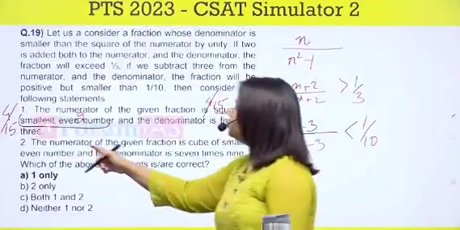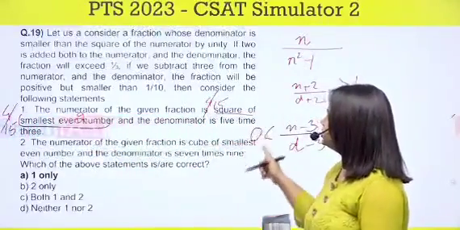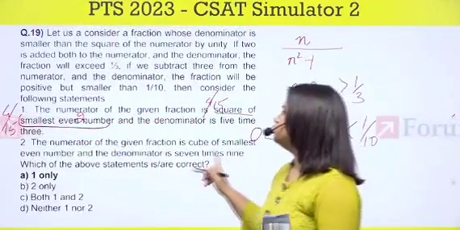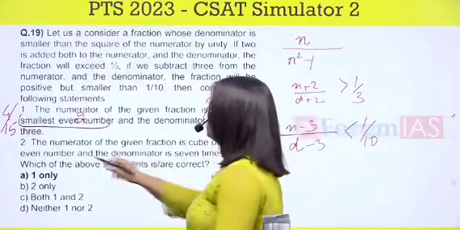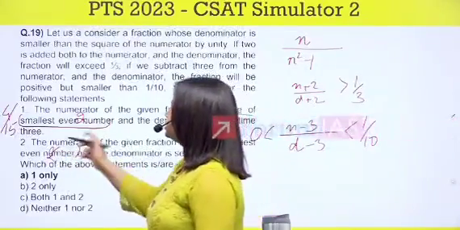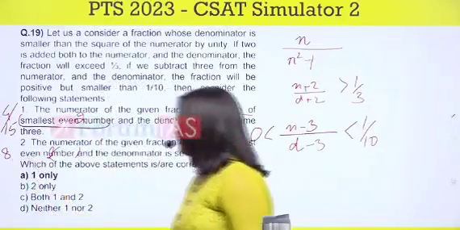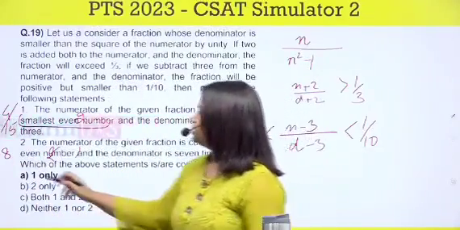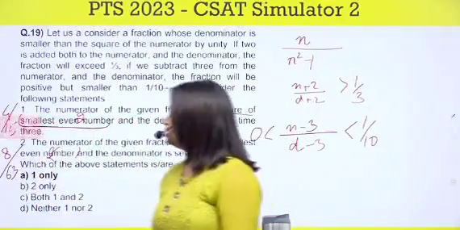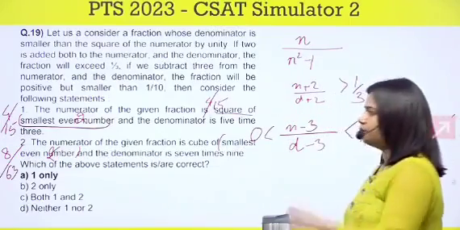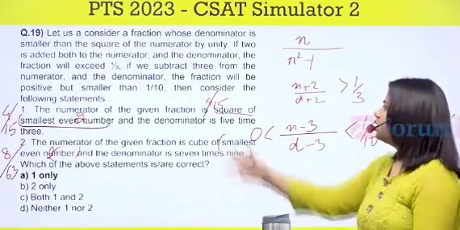Second statement is saying the numerator of the given fraction is the cube of the smallest even number. The smallest even number is again 2 and the numerator is its cube. 2 into 2 into 2 is 8, right? Then the denominator is 7 times 9. 7 9s are 63. They are saying these are the two options. So which of the above statements are correct? Now I know these options.